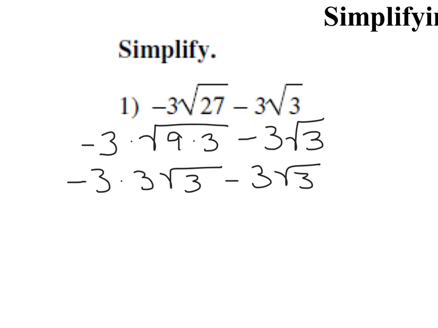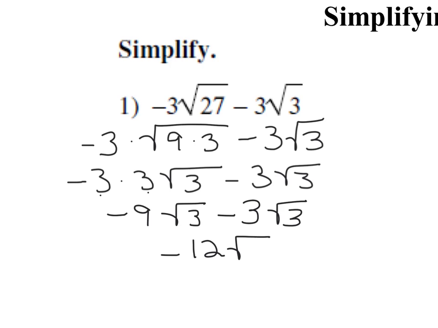So now at least I have common roots, which makes it a little easier for me because now I can combine things. All right, so let me go ahead and finish combining this right here as multiplication. -3 times 3 is -9 root 3 minus 3 root 3. And I know that -9 minus 3 is -12. And I have a root 3. And that is my answer for number 1.